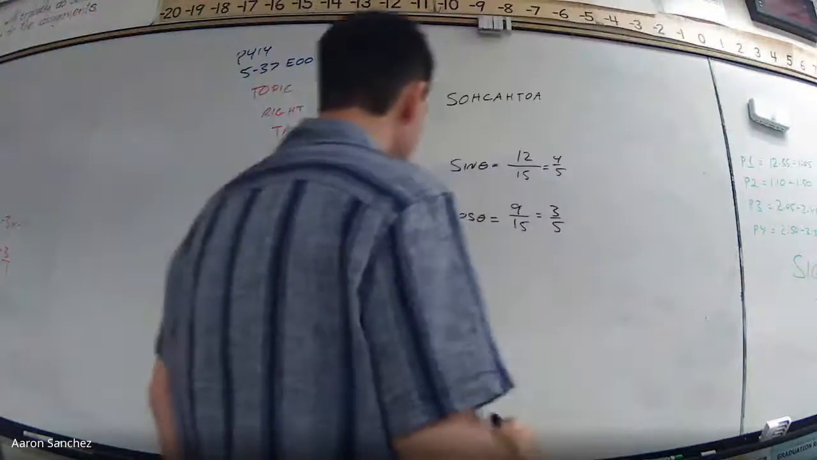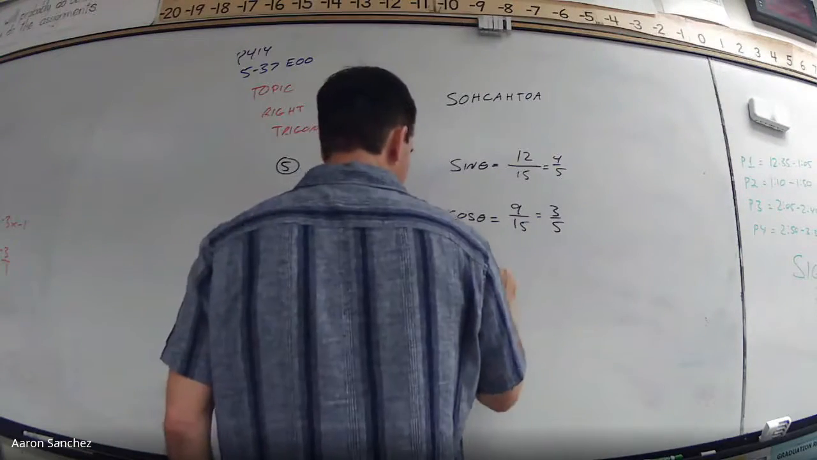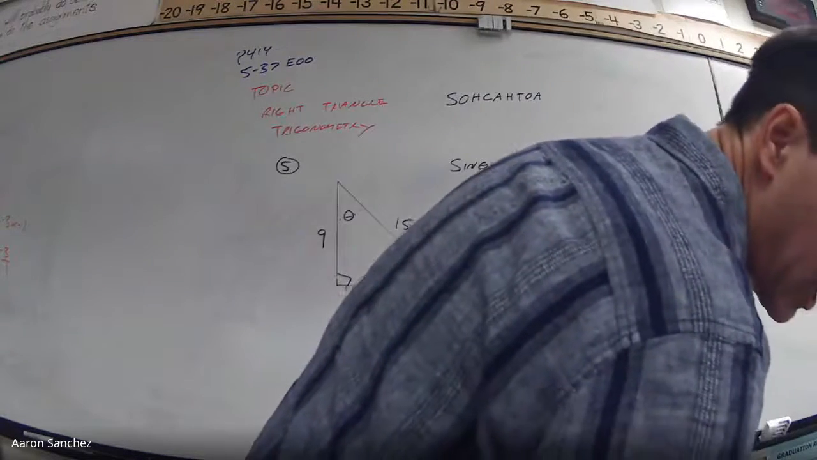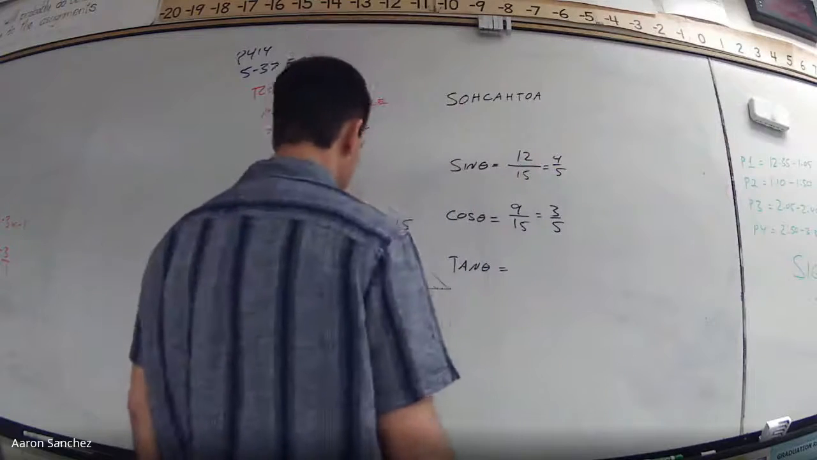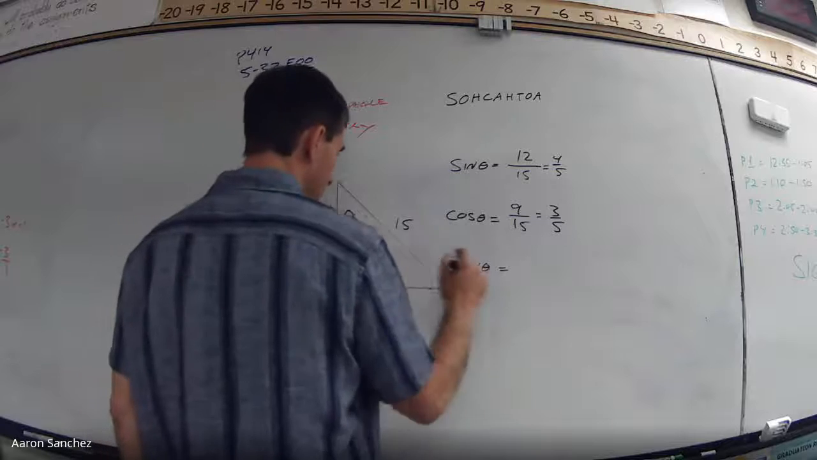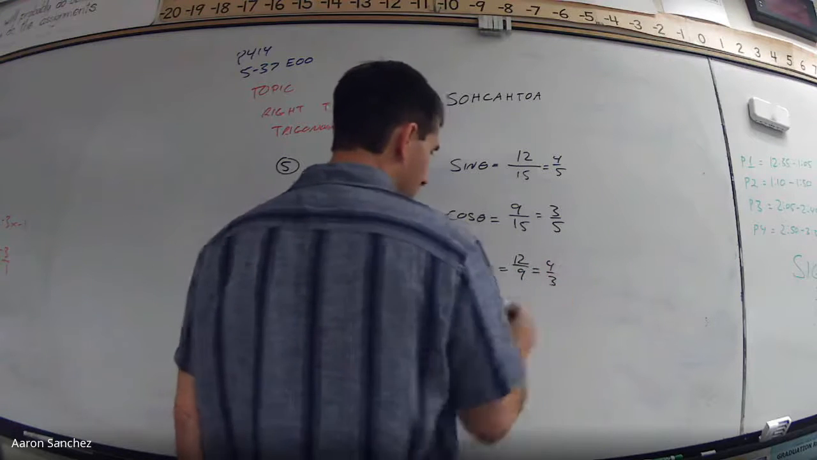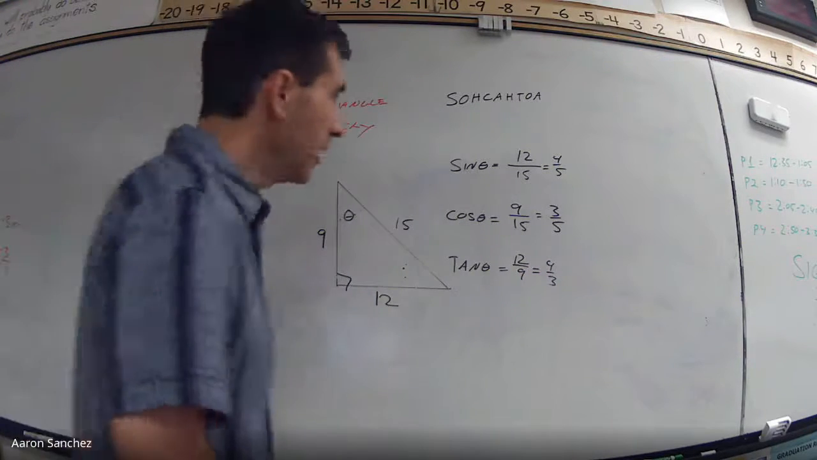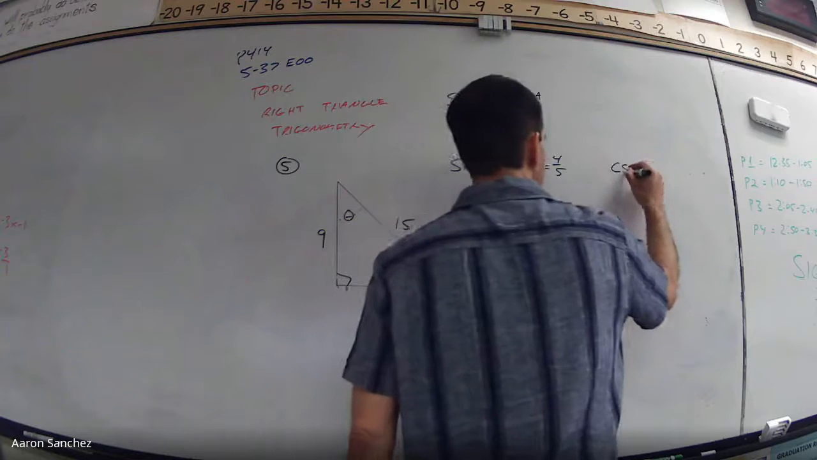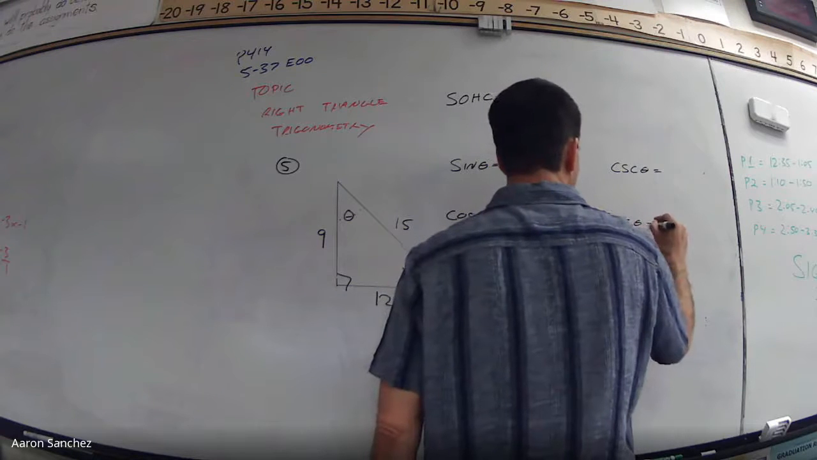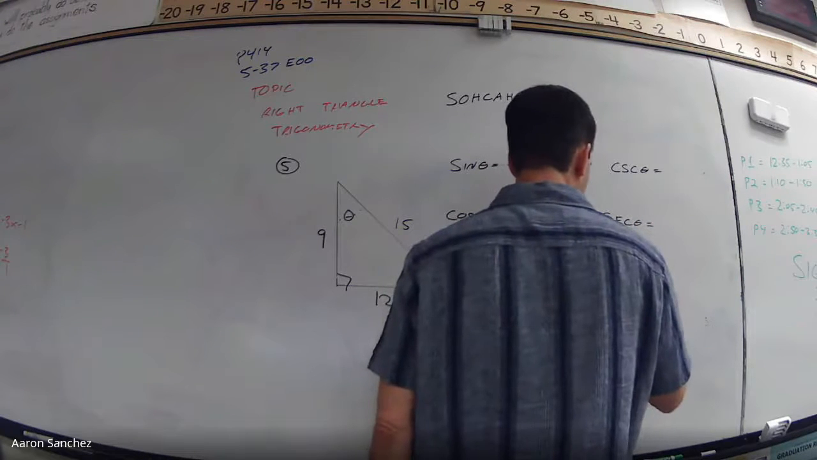Okay, cool. So let's do tan of theta. What's tan theta equal to? Let's go with Ethan. What's tan of theta? Opposite over adjacent, which is 12 over 9, and that reduces to 4 over 3. You are correct. Now, what is cosecant of theta? What is secant of theta? And what is cotangent of theta?